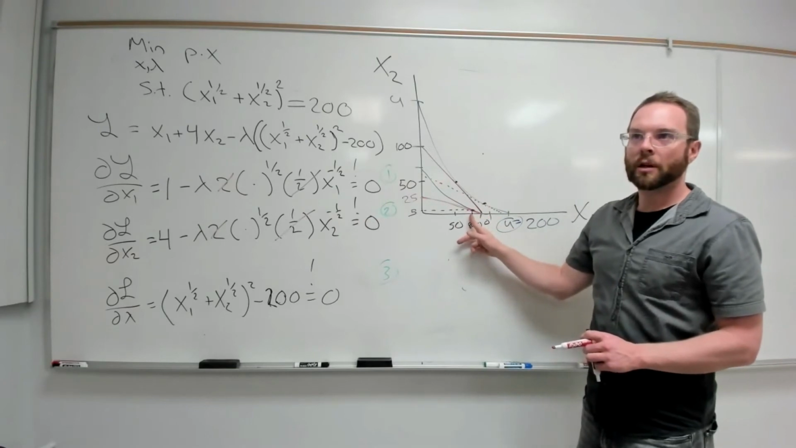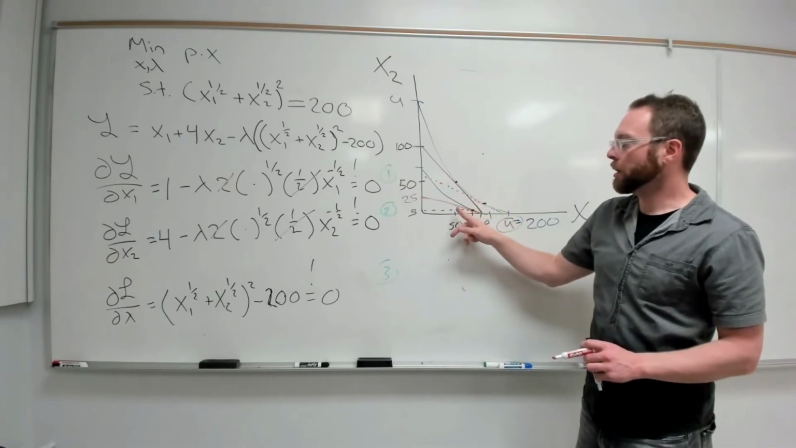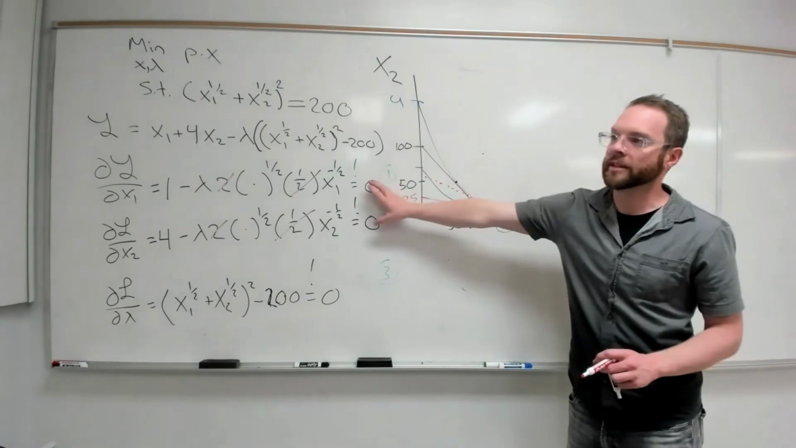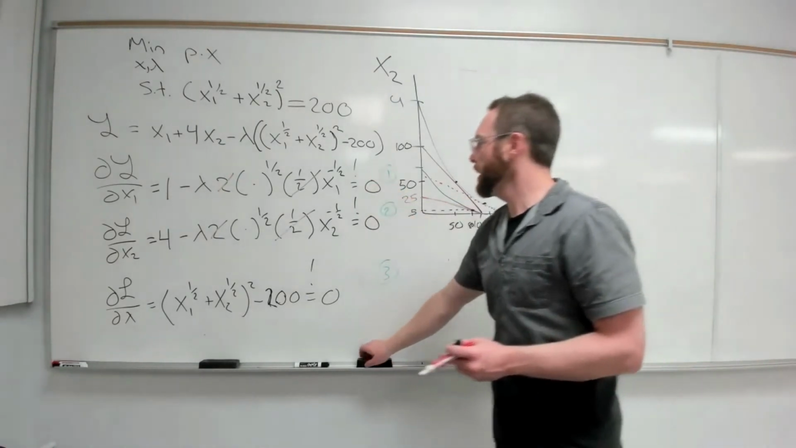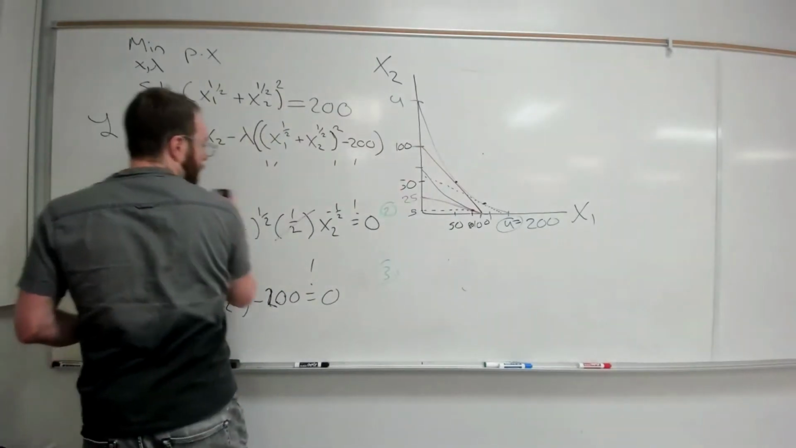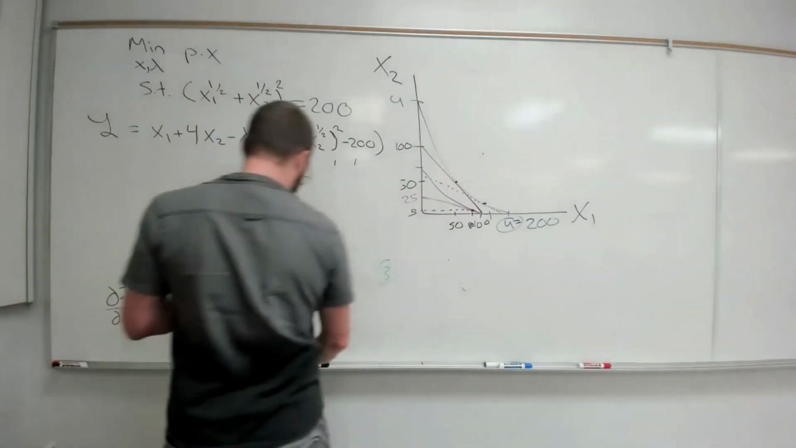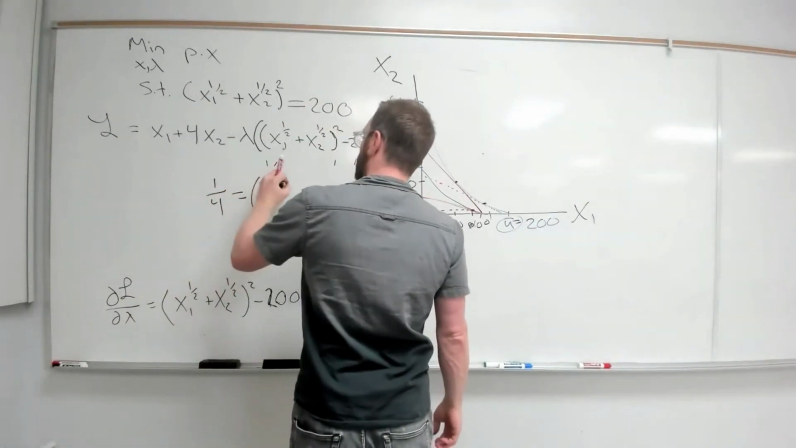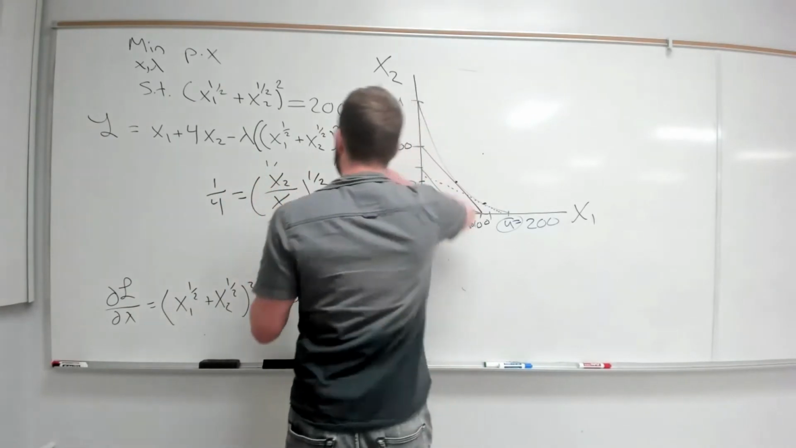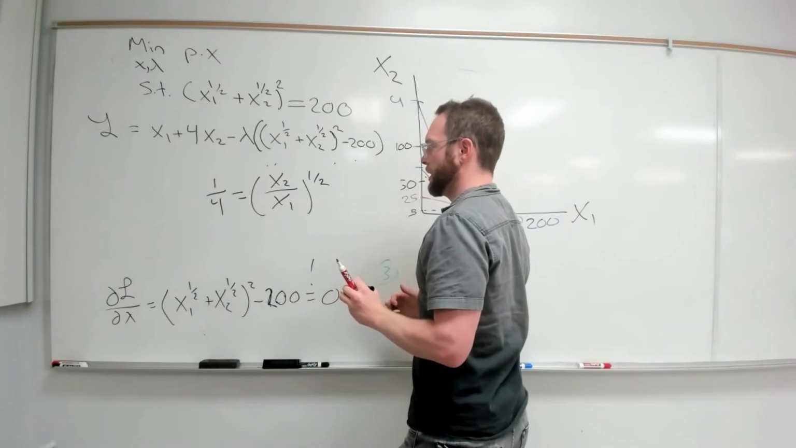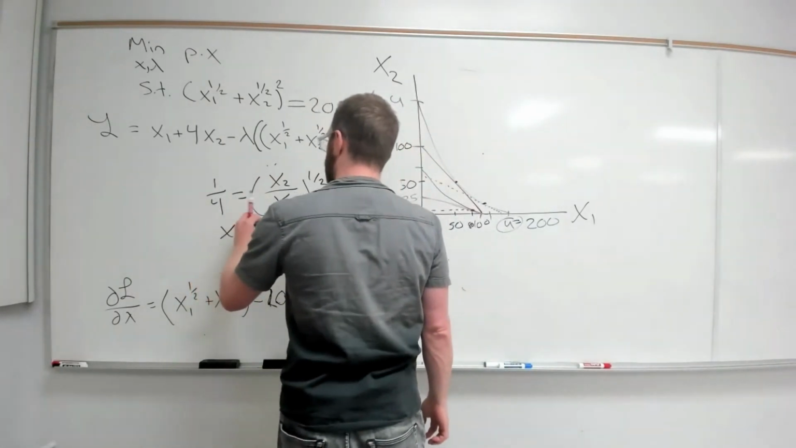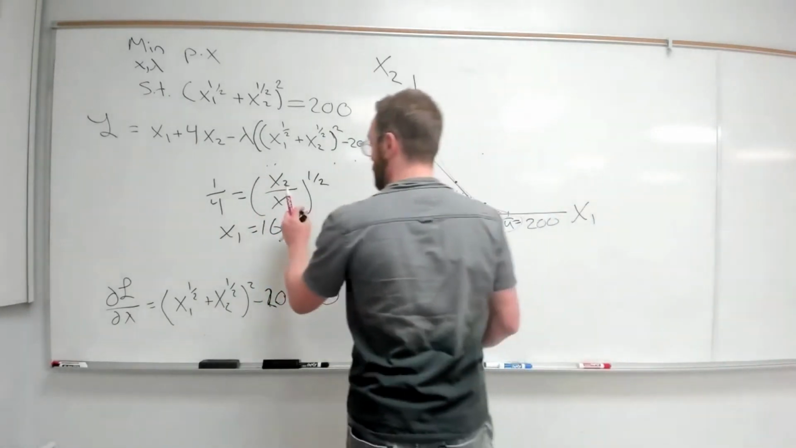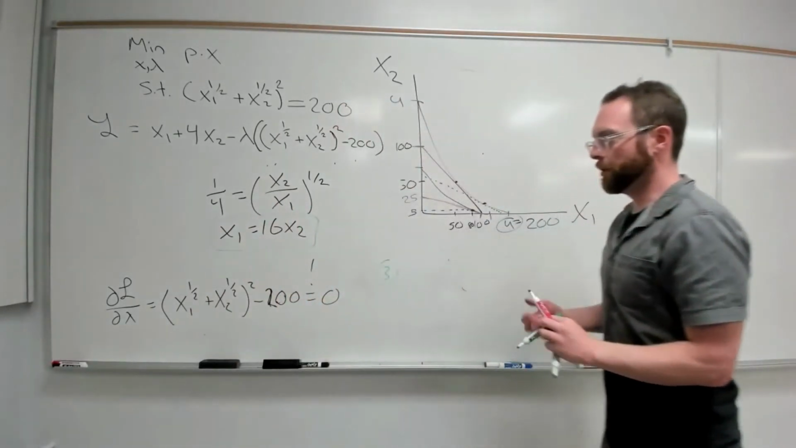In both problems, we're saying the slope of the indifference curve is equal to the slope where prices are 1 and 4, right? That's the same here and here. So this is actually going to give us the exact same thing. When you combine these two into our fourth equation, we're going to get 1/4 equals x2 over x1 to the 1/2. And once I square both sides and rearrange, we will once again get x1 equals 16 times x2. So that's the same as before.